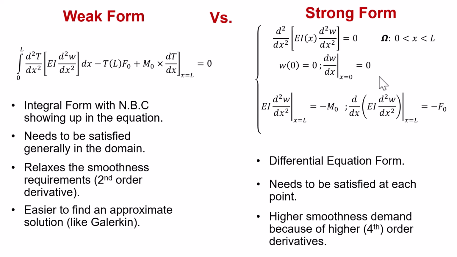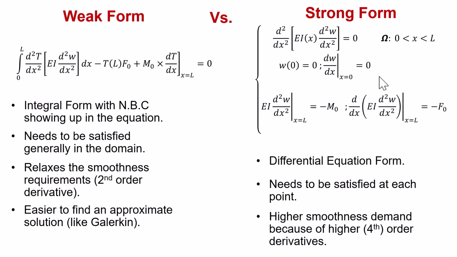Now let us summarize everything. On the right we have the strong form. It is written as a differential equation, as you can see. It must be satisfied pointwise in the domain. It requires the solution to be sufficiently smooth up to fourth order derivatives. And the natural boundary conditions are imposed separately. So mathematically, the strong form is very strict.